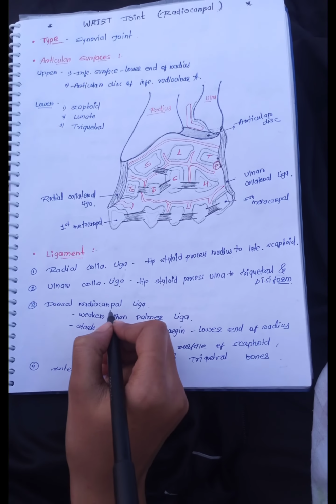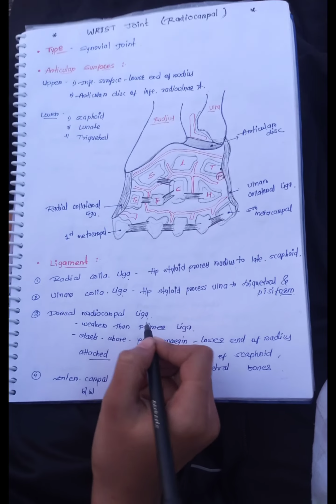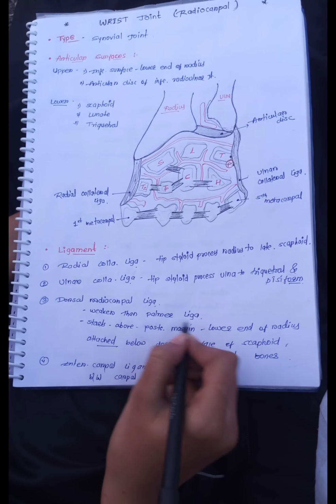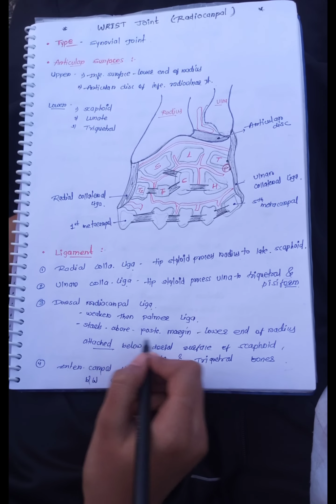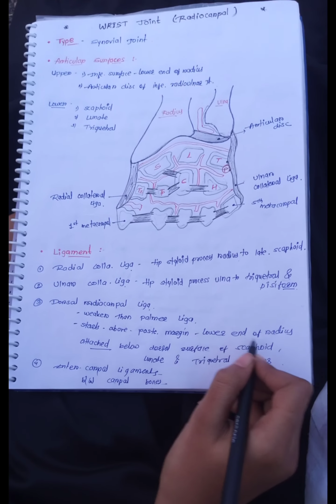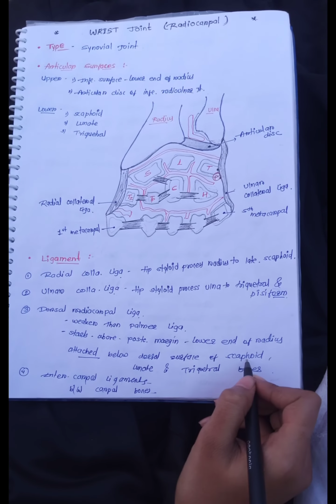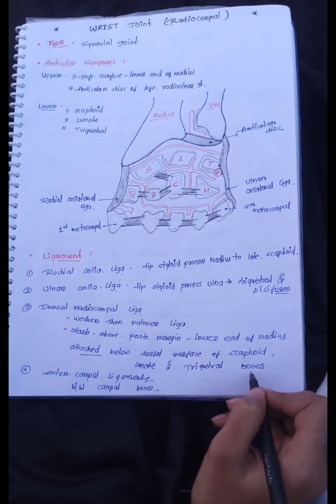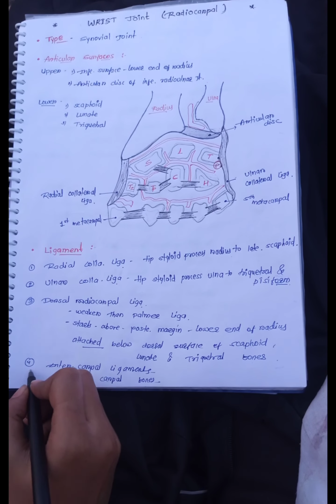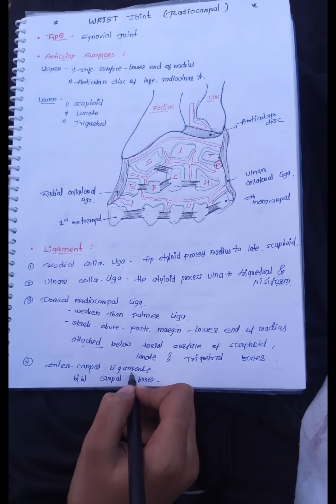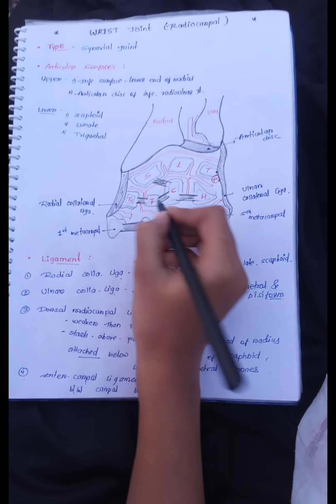Then the dorsal radiocarpal ligament. It is weaker than the palmar ligament. It starts above from the posterior margin of the lower end of radius, attached below to the dorsal surface of scaphoid, lunate and triquetral bones. Then the last one is the intercarpal ligaments. Here we can see the intercarpal ligaments. They are attached between the carpal bones.